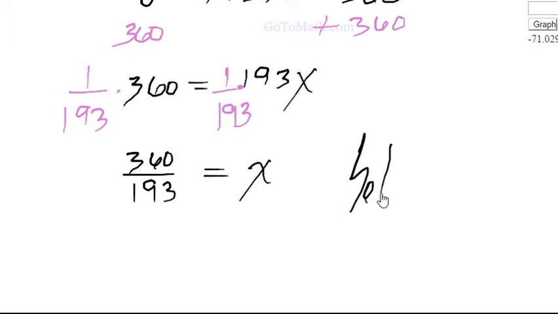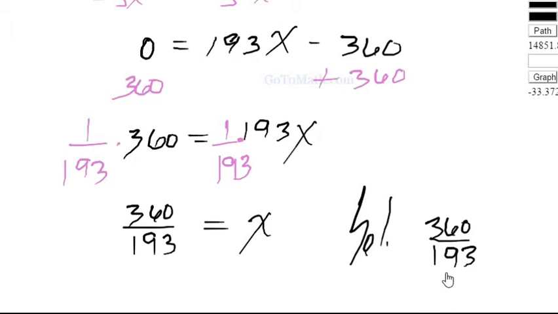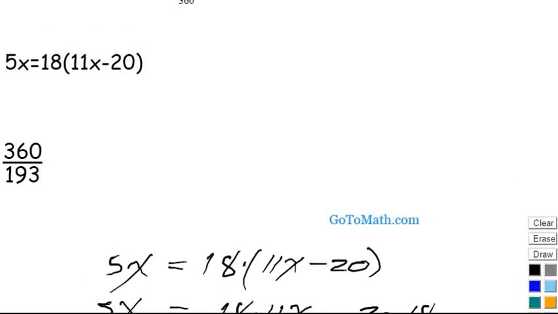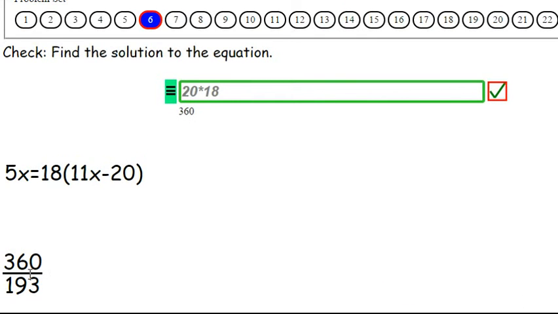So it looks like our solution is 360 over 193. Now, will that reduce down any? That's the question. And I don't think it does. 3 doesn't go into 360. I don't believe that's going to reduce down any. Anyway, I did cheat. I looked at the answer just to make sure. So 360 over 193, you can type in the box.